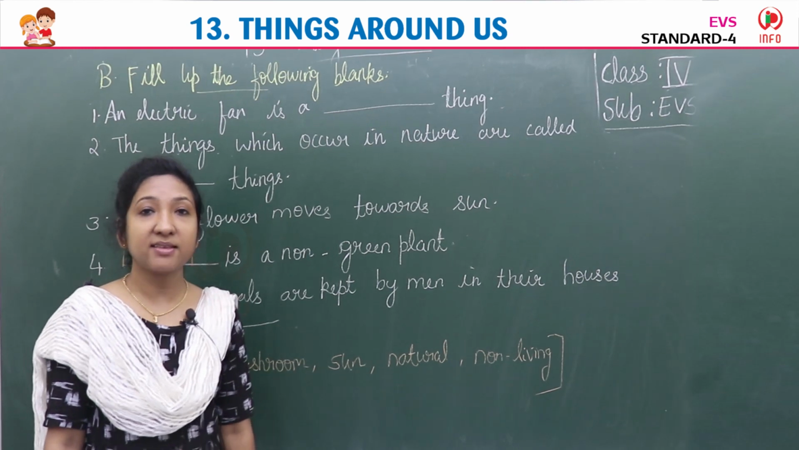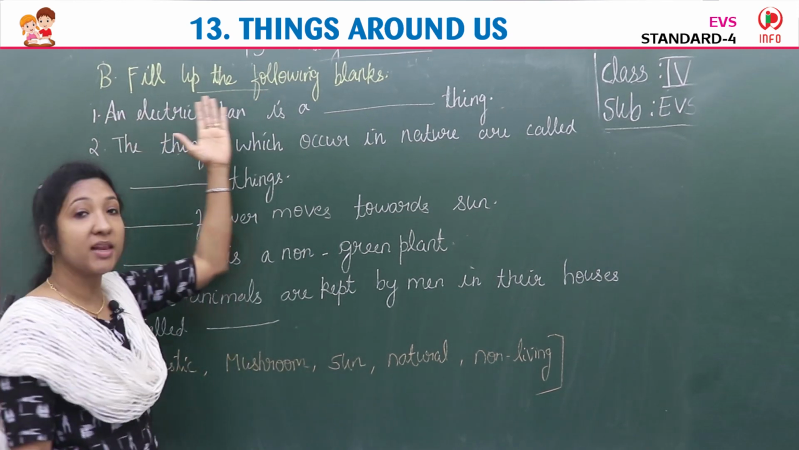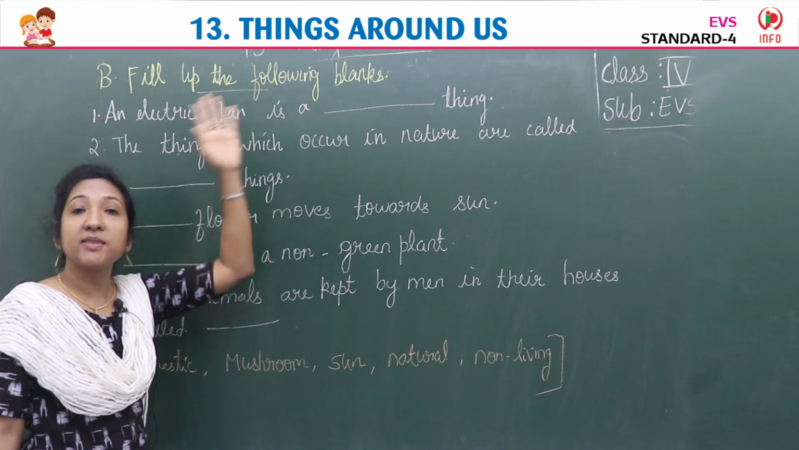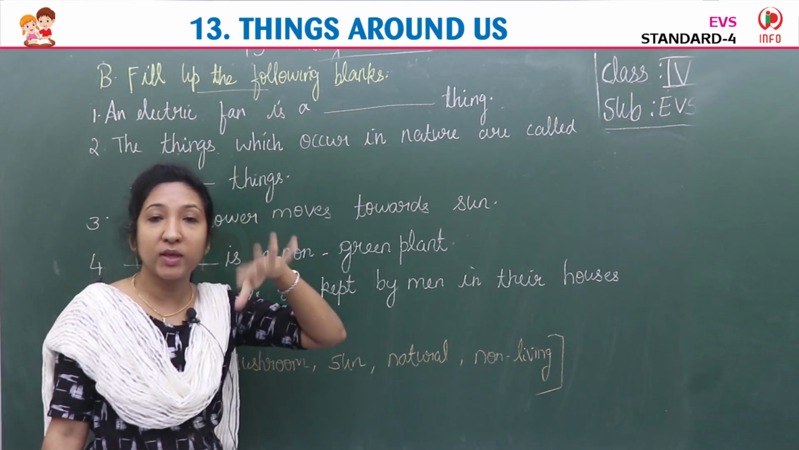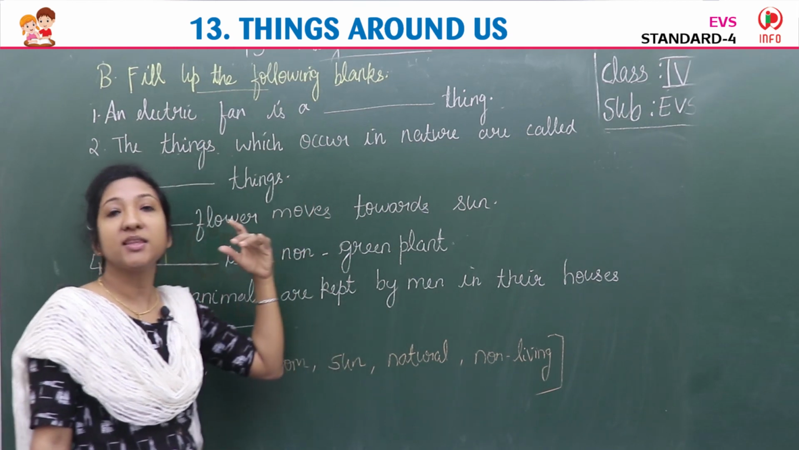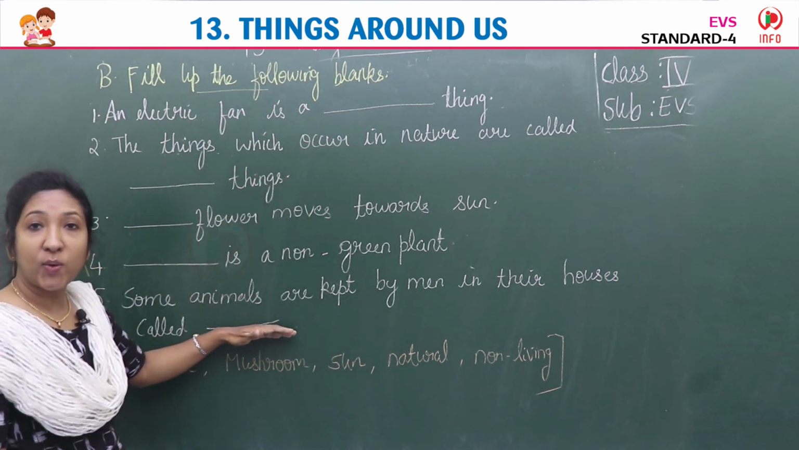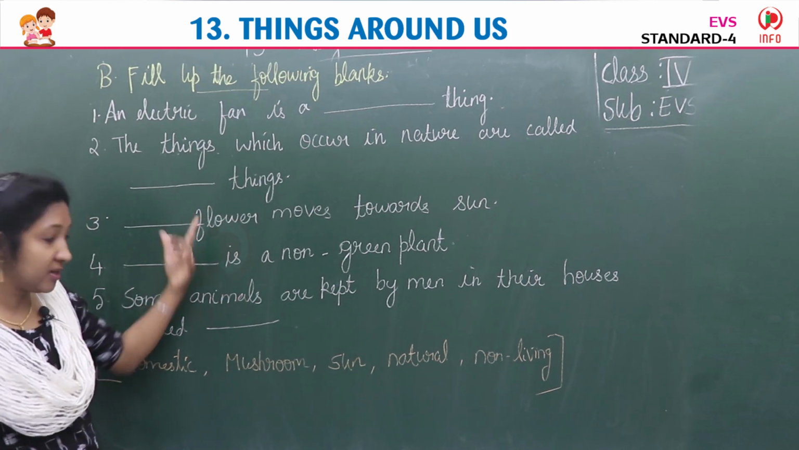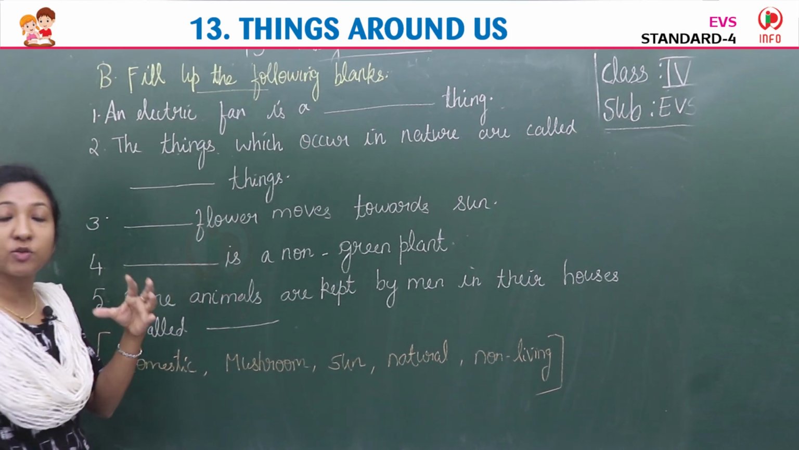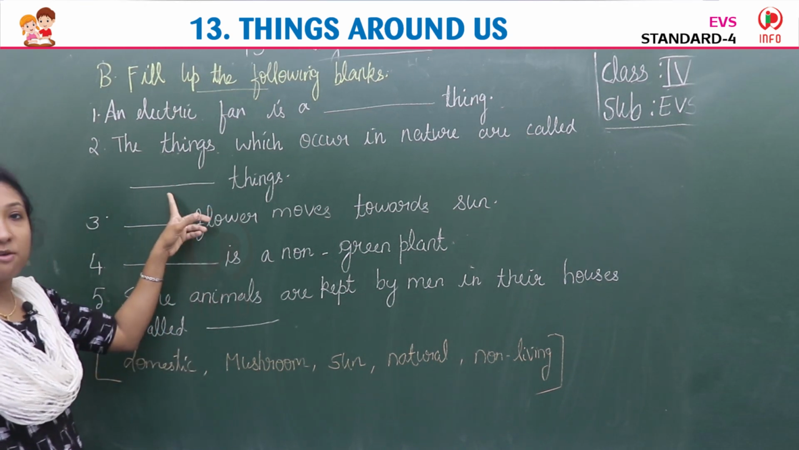Children, so our next exercise B. Fill up the following blanks. In the textbook, it has written fill up the following blanks using a clue kit. So a clue kit is given in the textbook below the questions, like this clue kit. Okay, using the clue kit, you have to answer it. In the clue kit, there are 5 words. You have to select the correct word and fill it in.